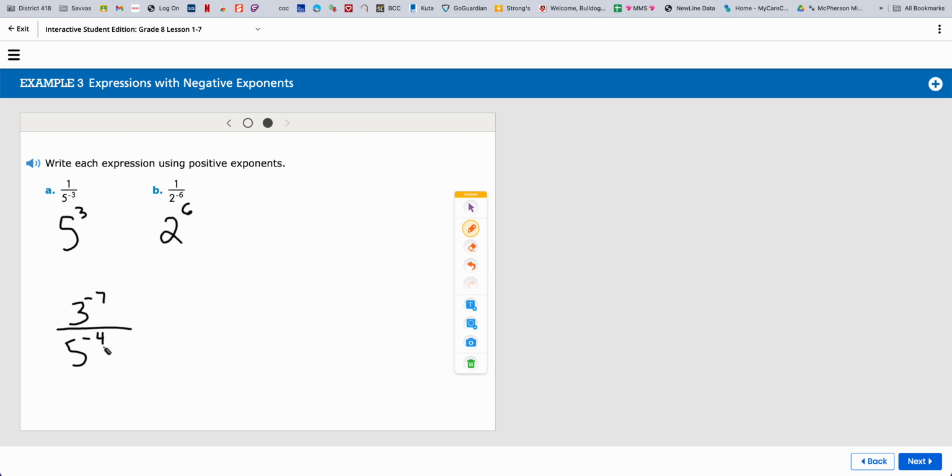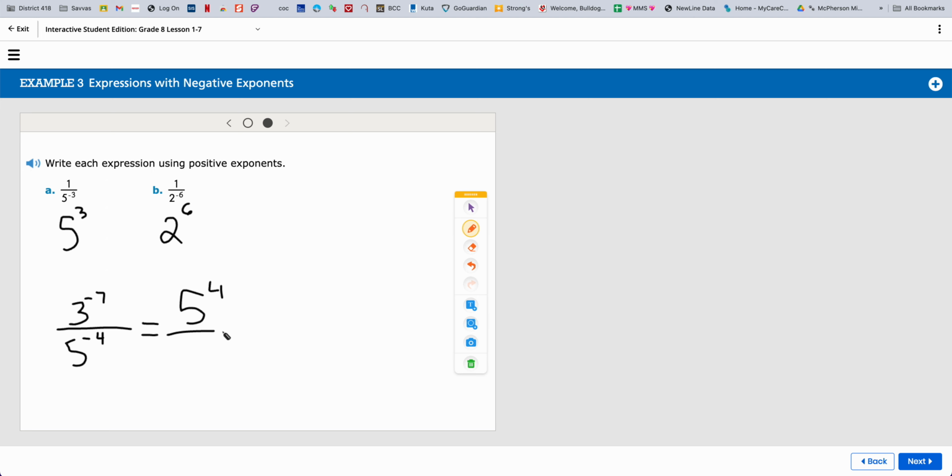You add, not divide, you add. What does a negative exponent do on top? If a negative exponent's on top, it moves down to the bottom. If a negative exponent's on bottom, what does it do? It goes up. It moves to the top.